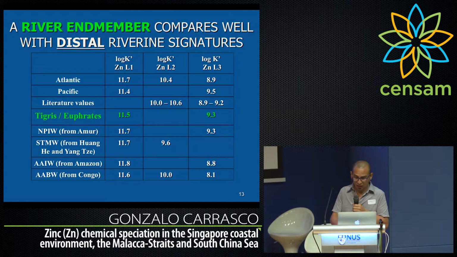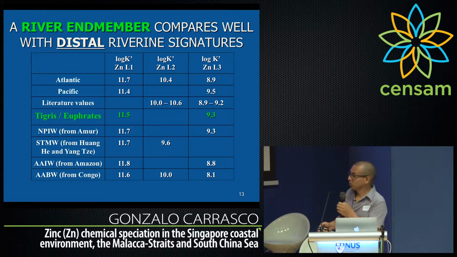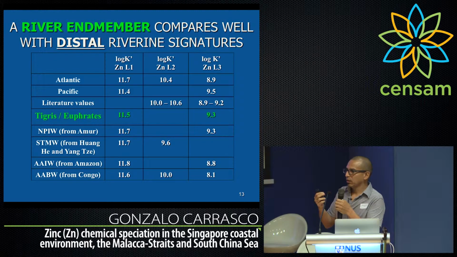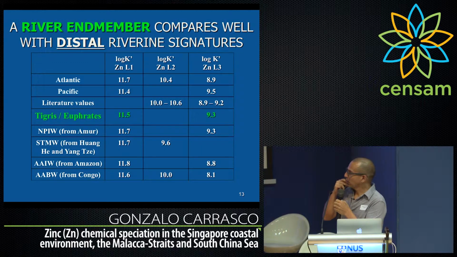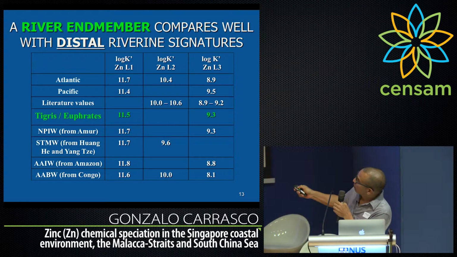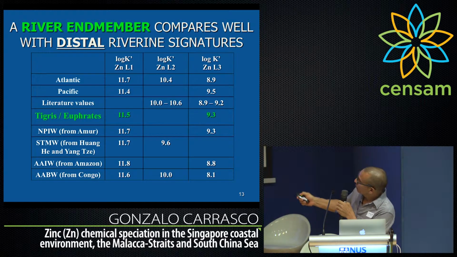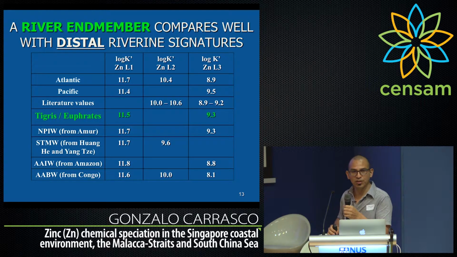So basically, in my master's and my PhD, I did a lot of work in the Pacific and the Atlantic, and lately in my postdoc at MIT, I did work in the Middle East, and we basically found that the binding strength of the strongest of the ligands that binds to zinc is around 11 and a fraction, in log scale, basically for the Atlantic and the Pacific. That is what I found in some of these places that relate to water masses that come from distal sources of riverine material.